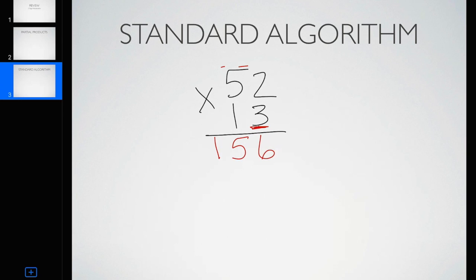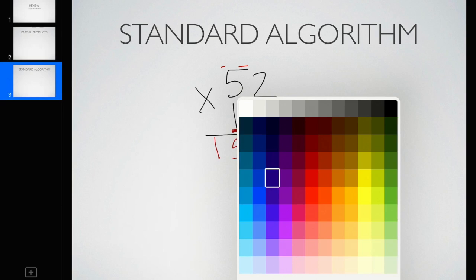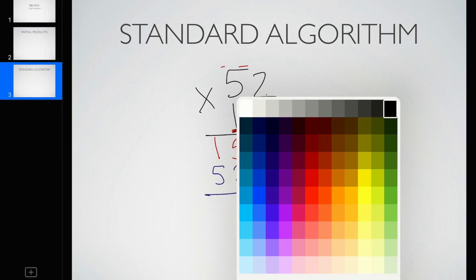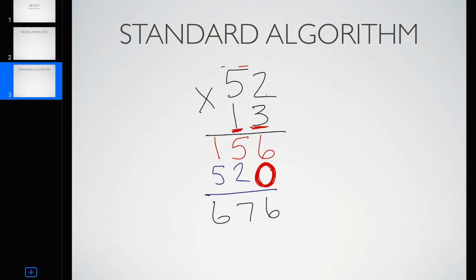Now, don't forget, when we go to the 1 to multiply, we need to add a 0. This is our placeholder 0. It's what lets us know that this is a 10, right? So now we would do 1 times 2 is 2. 1 times 5 is 5. And we would add these together. And again, we get 676. I hope that helps.